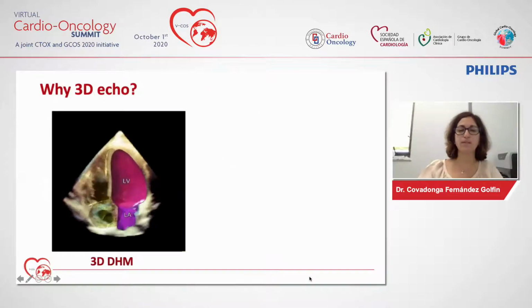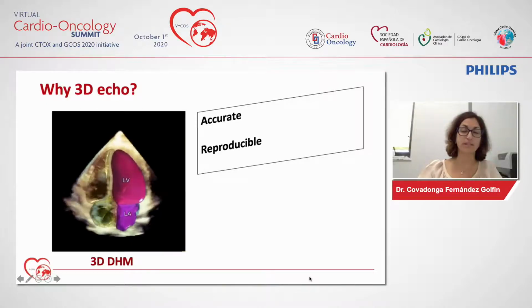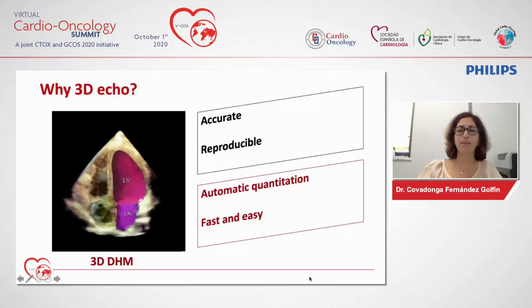Here, I'm just sharing with you this 3D evaluation of LV volumes and ejection fraction using an automatic quantitation software, 3D dynamic heart model by Philips. And the reason for using 3D, and why all the guidelines and statements tell us the same thing, is because it's more accurate and reproducible. And this is something that we know for some years already. There are studies published looking at the reproducibility and accuracy compared to the considered gold standard, CMR, of 3D echo, and we know it's more accurate and reproducible than 2D. But also now we have the possibility to use automatic software to quantitate, and this software makes things easier for the cardiologists because it's fast and easy to use, and in my opinion, we have the possibility to implement this technology in everyday clinical practice.